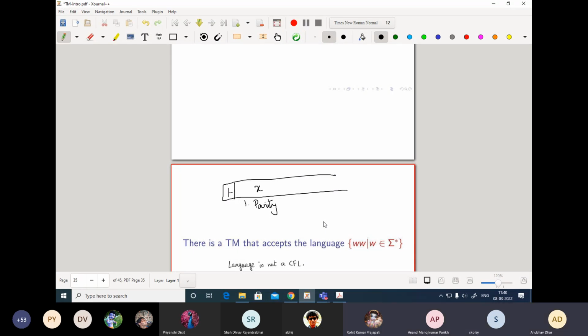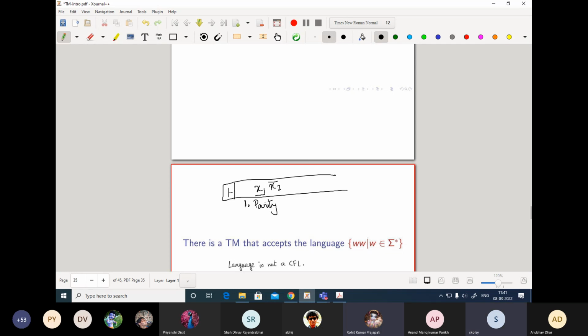Ma'am, for the parity check, if we use the underline overline method, if it is of even parity, we will have the first half underlined and the second half overlined. Okay, great. First half is underlined, second half is overlined if it's even parity. If it's odd parity, anyway you are rejecting.